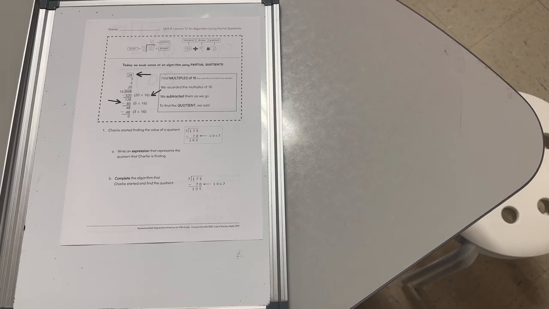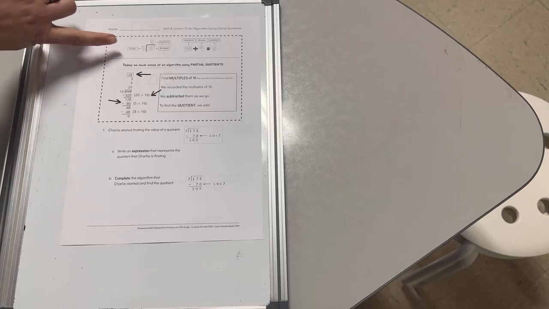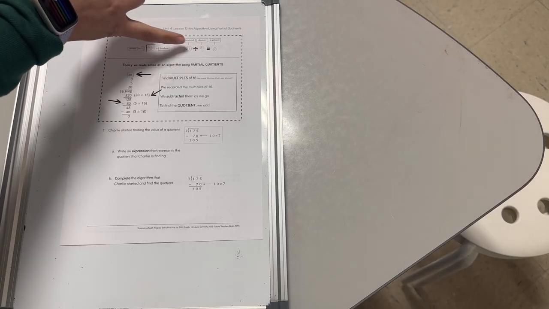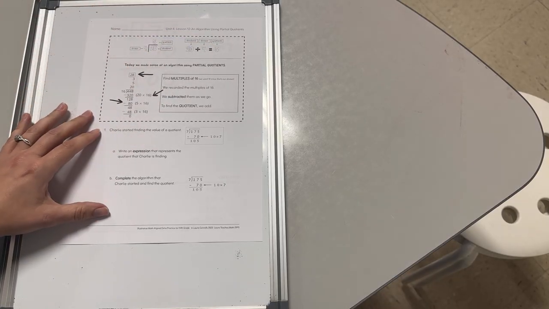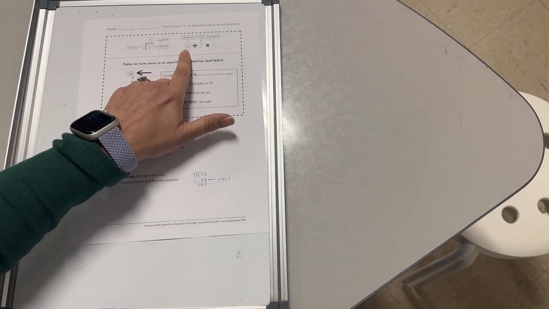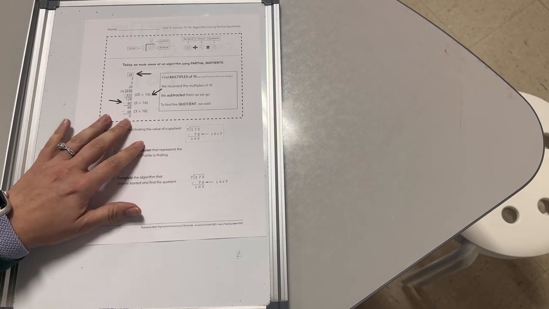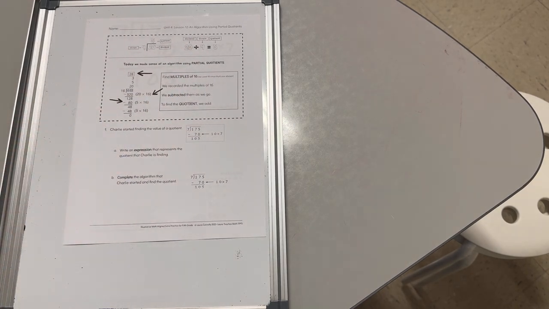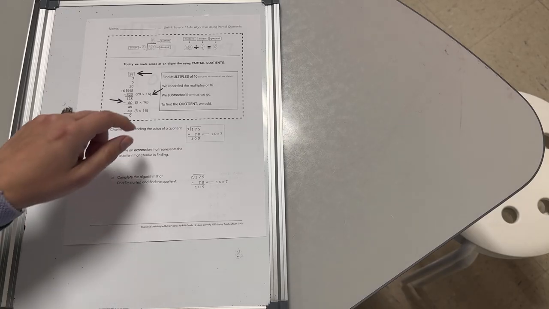In our lesson today we continued working on division, and specifically we were working on something called the partial quotient algorithm, which is just a strategy for dividing. On our sheet here, one thing that's important is it does tell us at the top the names of each of the numbers that make up a division equation. We use these words a lot during math, so it's important for us to know.